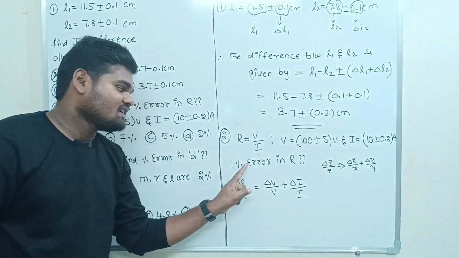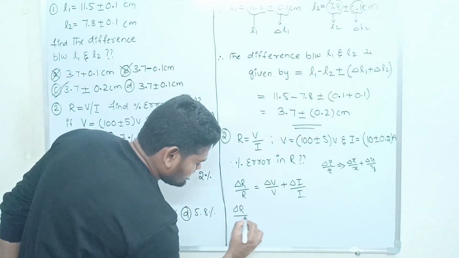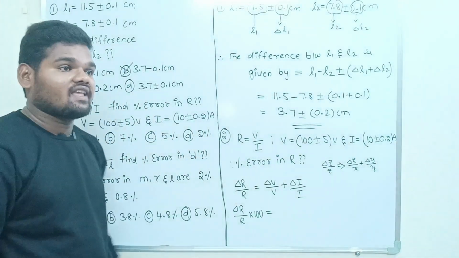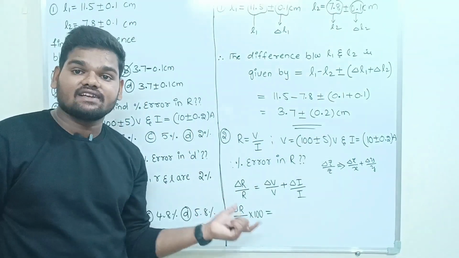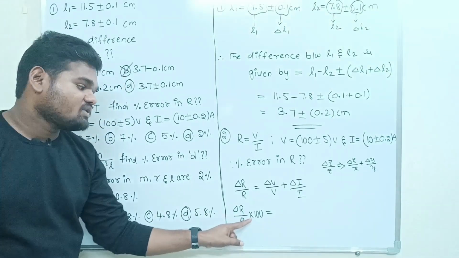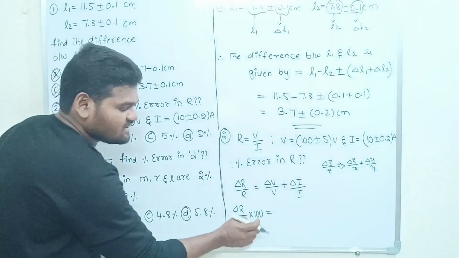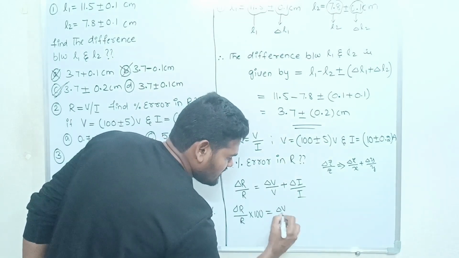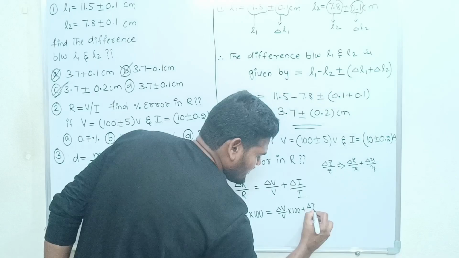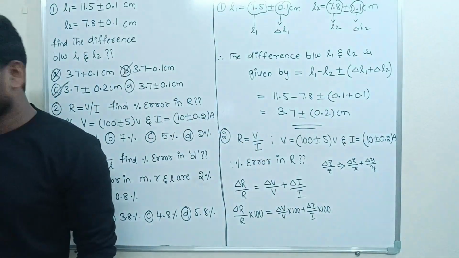What they are asking is the percentage error. Just multiply this with 100 and you will get the percentage error. Already in the errors concept we discussed percentage error: mean absolute error by mean value into 100. Same thing I am doing here. So delta v by v into 100 plus delta I by I into 100. Just substitute the values and we get the answer.